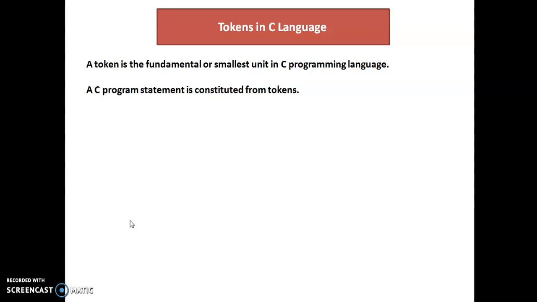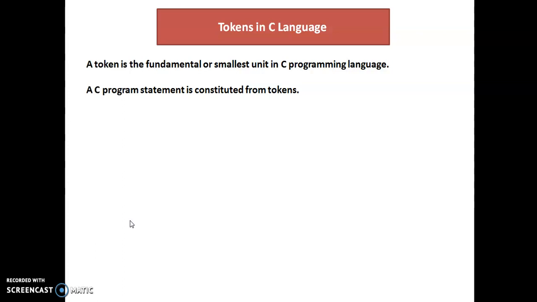Let us take the English language. In English language, a sentence consists of different types of elements. That means an English sentence is formed using different elements such as pronoun, noun, verb, adverb, adjective, and some special symbols, etc. Similarly, in a C programming language, a statement is formed using different types of entities or elements. Those elements are called tokens.